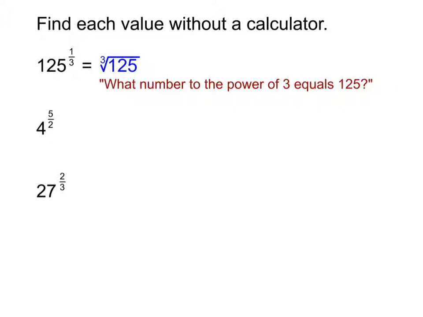Because, remember, the cube root of 125 means what number to the power of 3, that is, what number cubed, equals 125. Well, what number is that? 5. Because that's one of our values that you wrote down earlier, one of those values to memorize. 5 cubed equals 125. And so the answer then is 5.